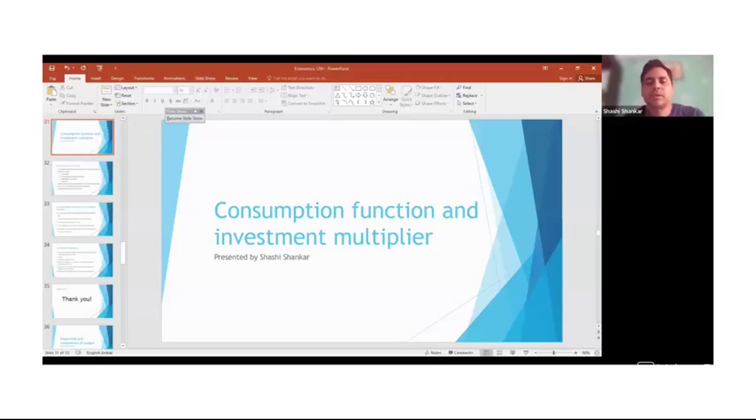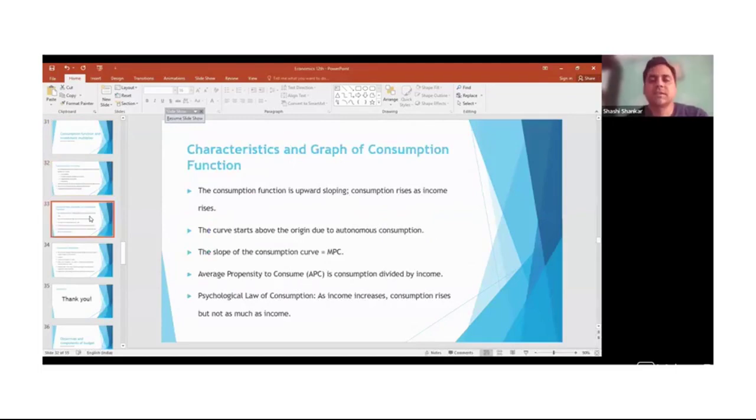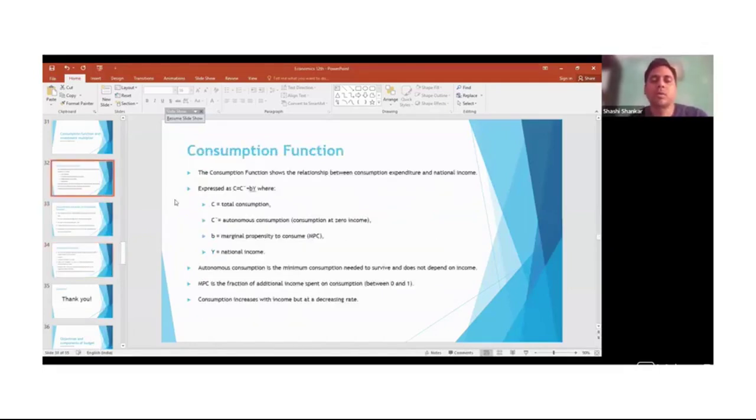Welcome students. Today's topic is consumption function and investment multiplier. In this topic, I'm going to cover the consumption function. That means what the consumption function is, the characteristics and graph of the consumption function, and the investment multiplier. So to begin with, what is the consumption function?